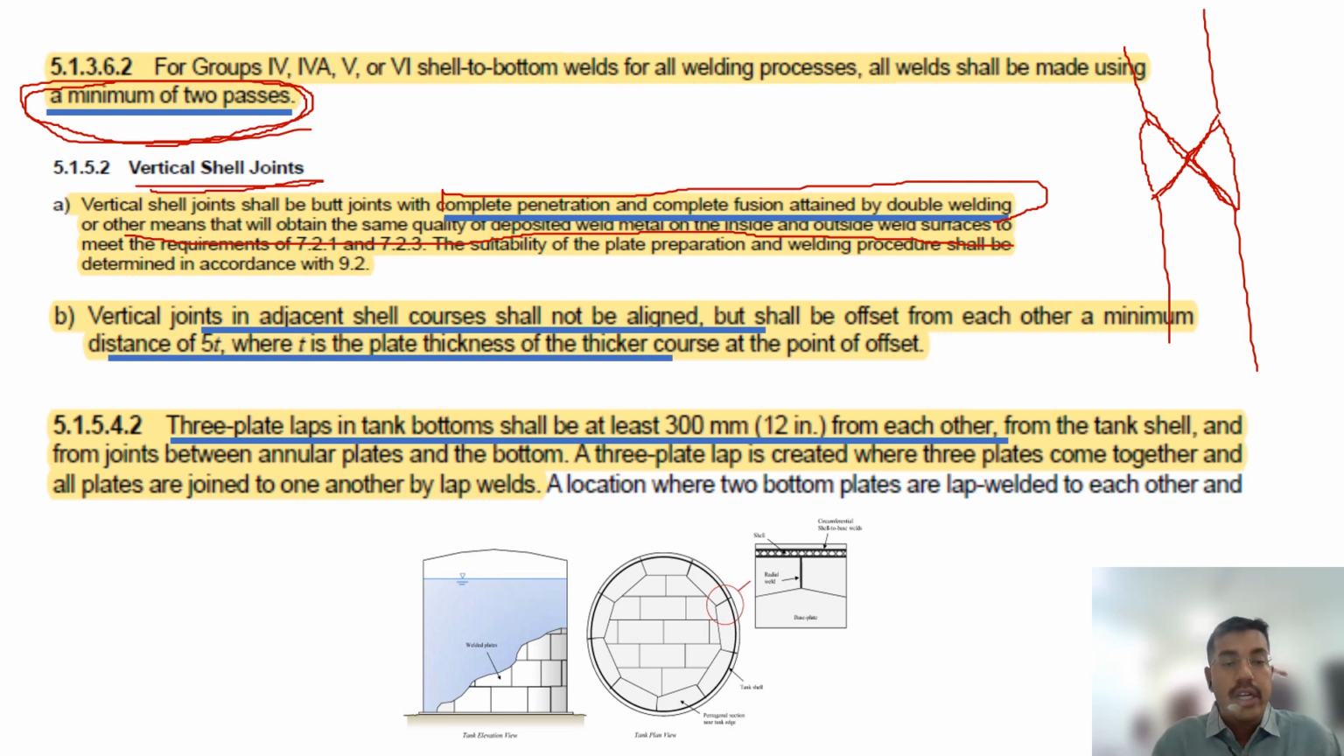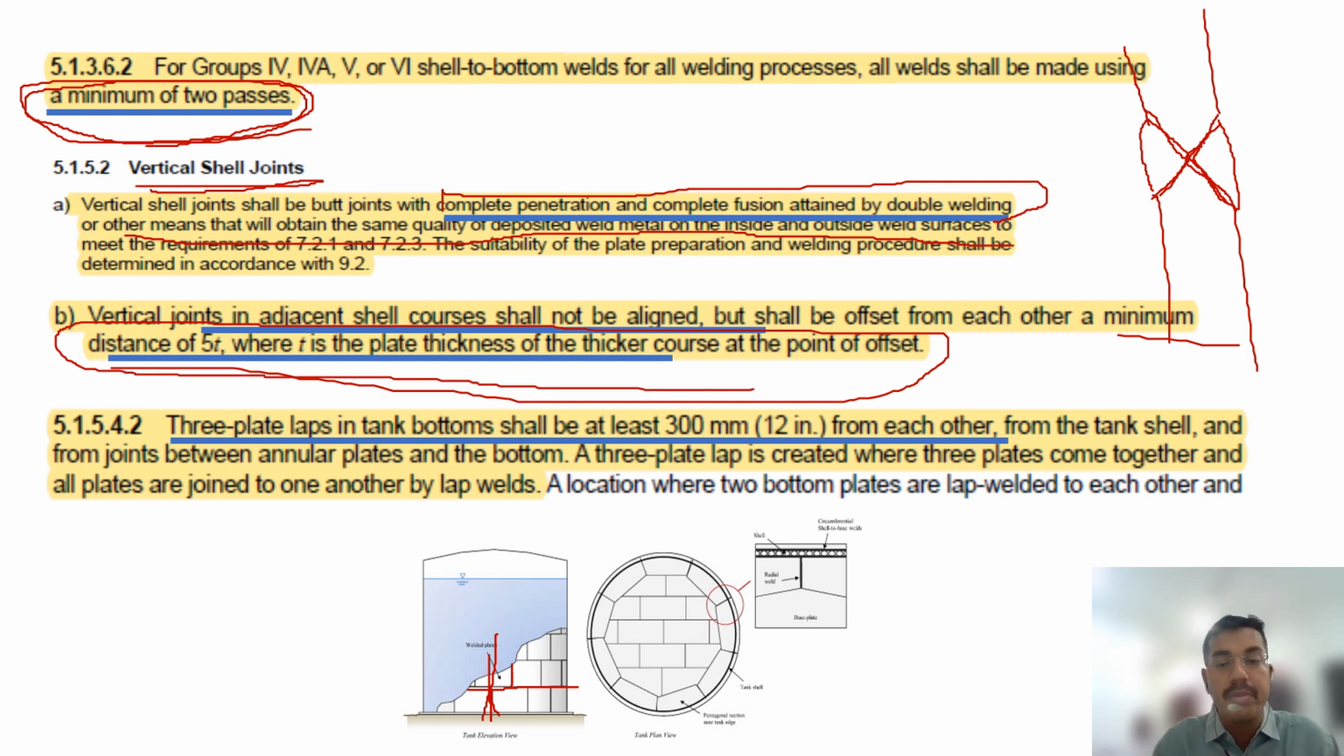So vertical joints in adjacent shell courses shall not be aligned. What does it mean? This is one shell plate and this is one shell plate. This vertical joint and this vertical joint should not be aligned, should not be in one line. It should be separate. How much separate? A minimum distance of 5T. This is important and usually comes in the exam. Usually 5T, where T is the plate thickness of the thicker course at the point of the offset.